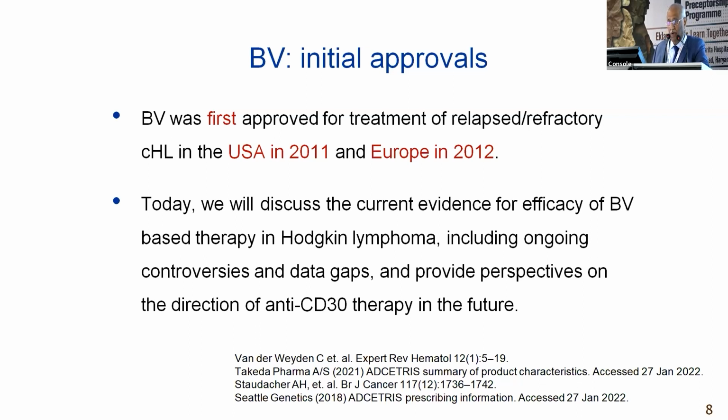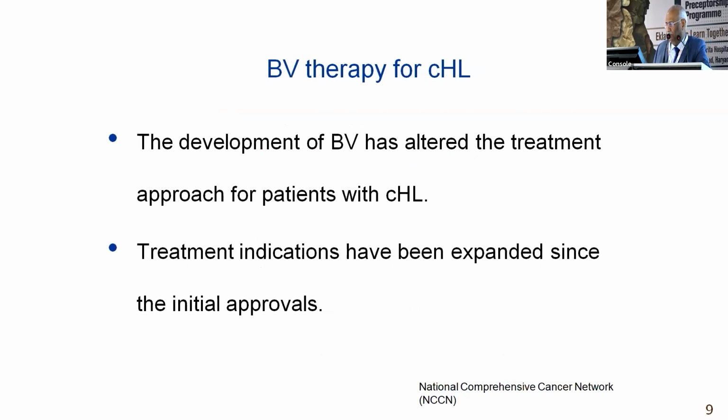For a long time, you did not have any kind of further progress in the treatment of Hodgkin lymphoma. Till about 10, 12 years ago, brentuximab got approval in the US in 2011 and in Europe in 2012. So today we will discuss some of the current evidence for the efficacy of this drug, as well as what the controversies are, what the gaps are in the treatment of Hodgkin lymphoma with brentuximab.